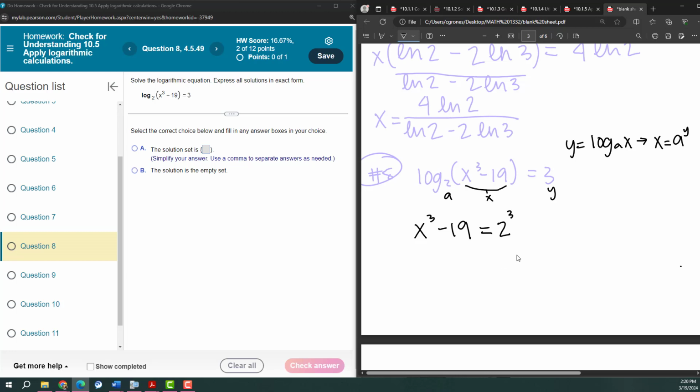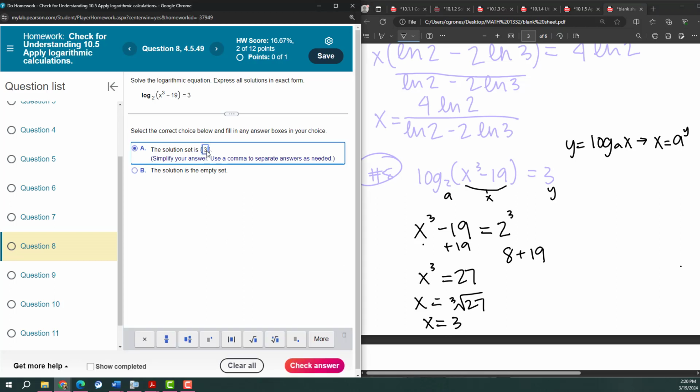Okay, so I can now solve for our x. So 2 to the 3rd is 8. I need to get x by itself, so I'm going to add 19 to both sides, and I get x cubed equals 27. And then 27, if we were working backwards to find the cube root of 27, so what number multiplied by itself 3 times equals 27, x equals 3. So our solution set would just be 3.